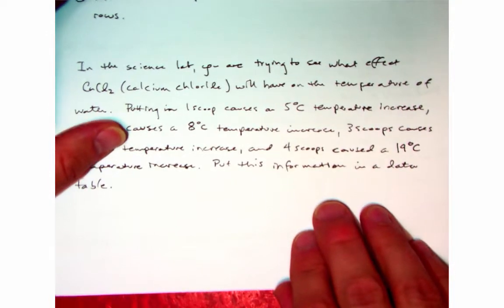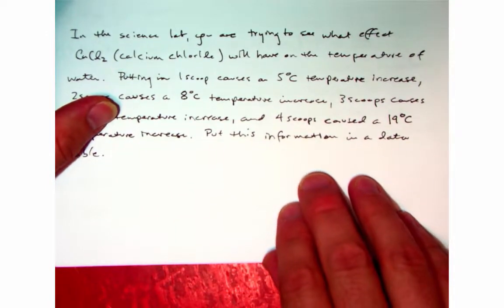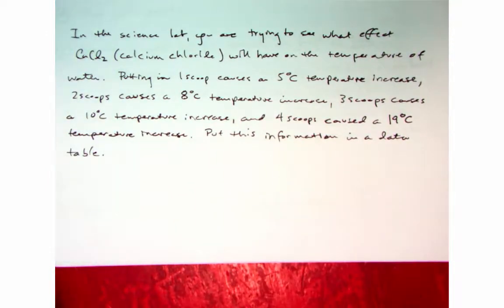So in the science lab, you are trying to see what effect calcium chloride will have on the temperature of water. Putting in 1 scoop causes a 5-degree temperature increase. 2 scoops causes an 8-degree temperature increase. 3 scoops causes a 10-degree temperature increase. And 4 scoops caused a 19-degree temperature increase. Put this information in a data table.